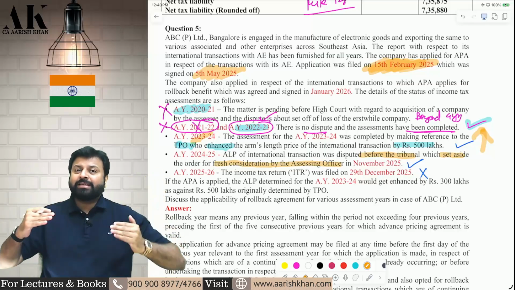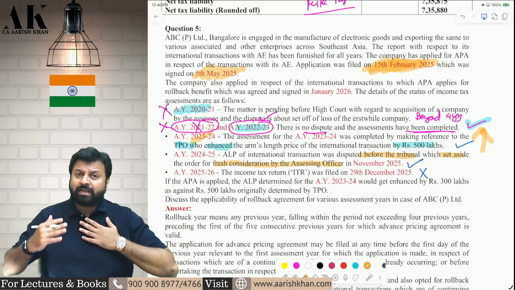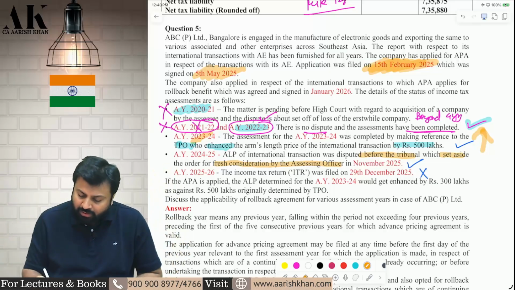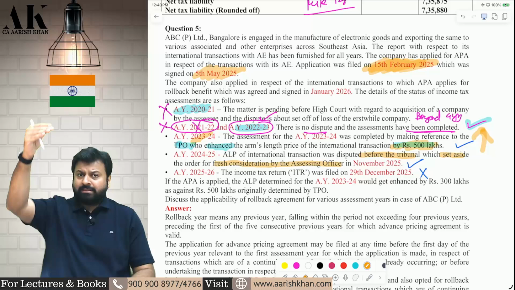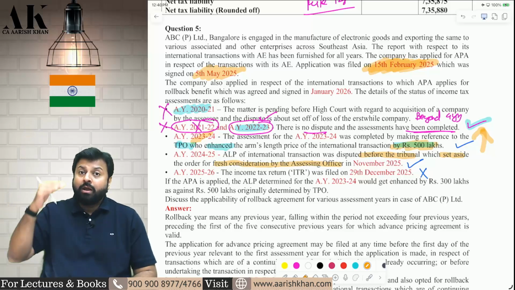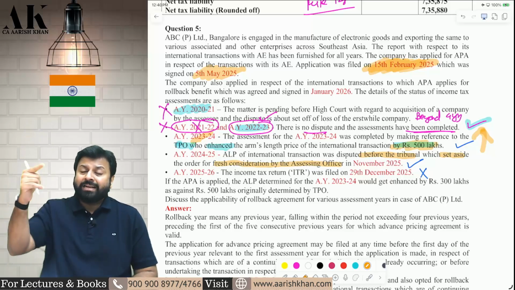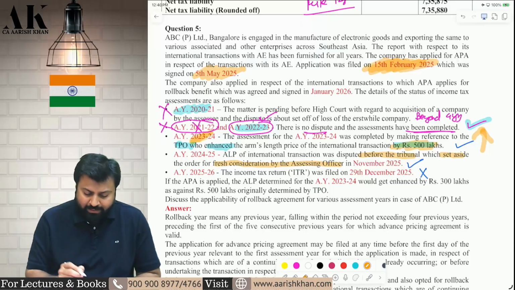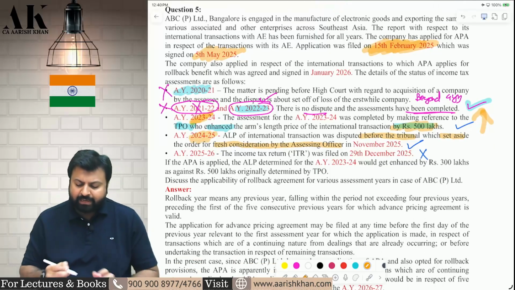But yes, if you accept that I am ready to declare 100 lakhs as my income, then you can roll back. In this case also, the TPO has increased by 500 lakhs. The income can reduce below 500 lakhs also, but it should not reduce below the income which is declared in the ROI for AY 23-24. Similarly, for 24-25, can I go for rollback?